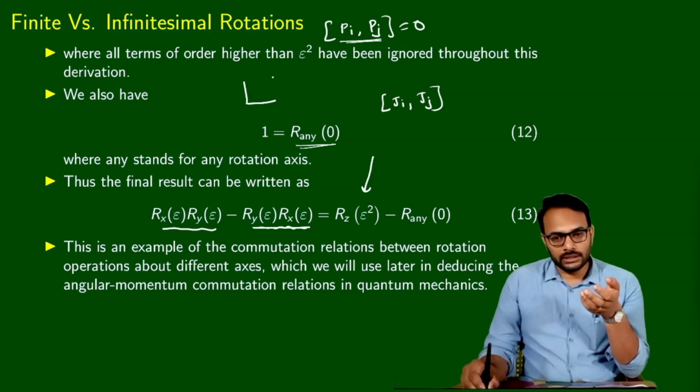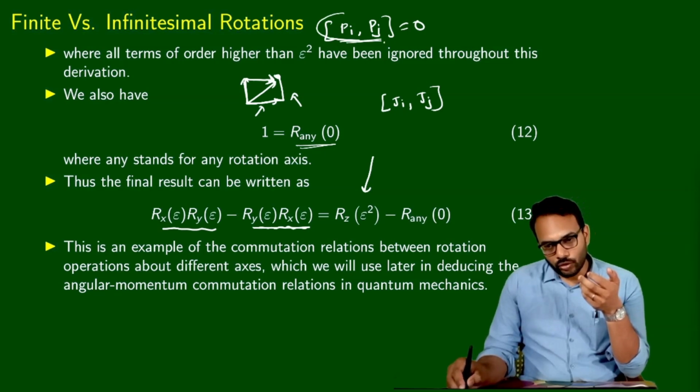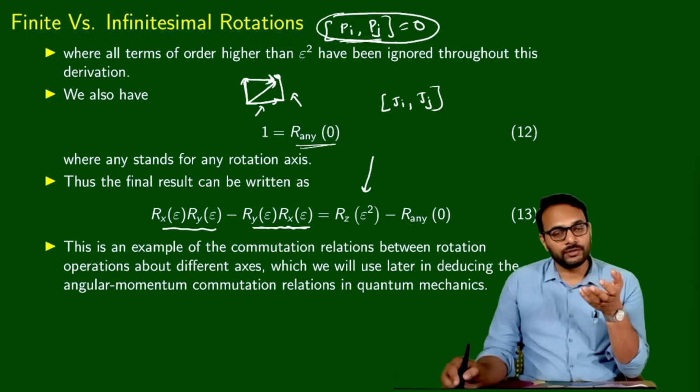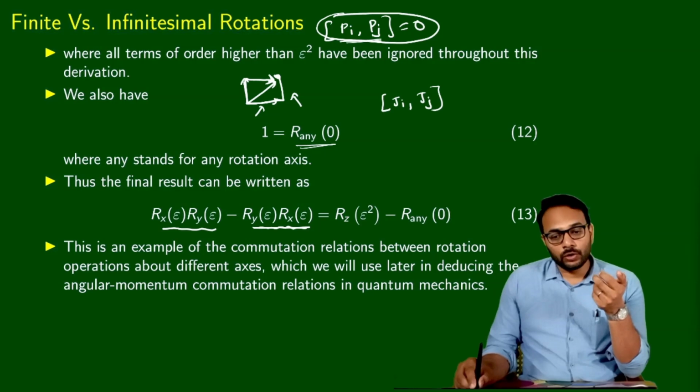Because translations in different directions commute: in order to reach here, you could first move along the x-axis and then along the y-axis, or first along the y-axis and then along the x-axis. The final result is the same. So using the fact that translations along different directions commute, we figured out that the components of linear momentum also commute. Here we have the result that rotations about different axes fail to commute in exactly this manner.